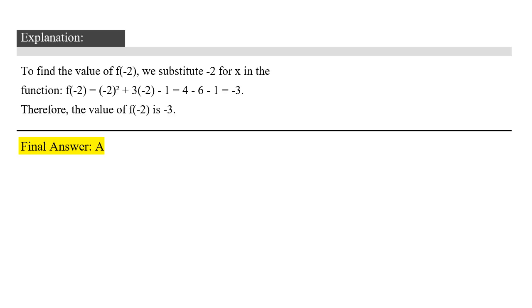To find the value of f(-2), we substitute -2 for x in the function. f(-2) equals (-2) squared plus 3(-2) - 1, which is equal to 4 - 6 - 1, which is equal to -3. Therefore, the value of f(-2) is -3.